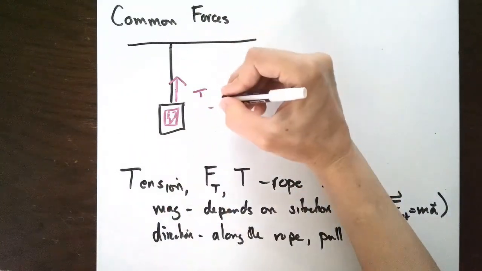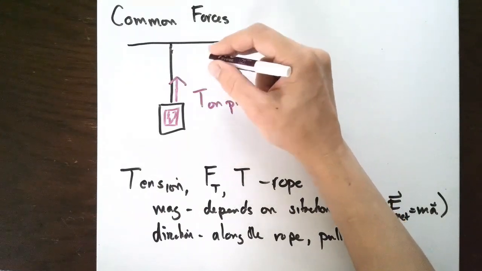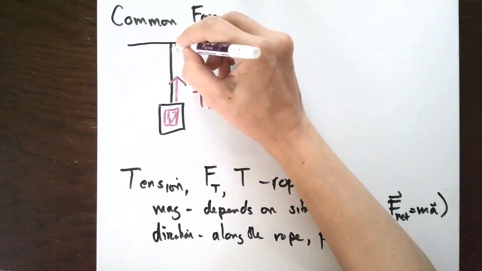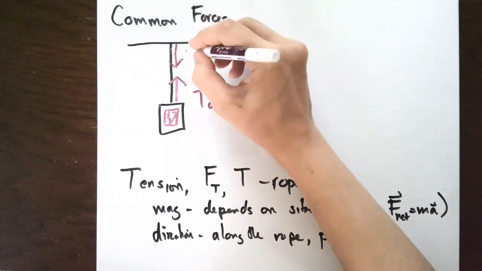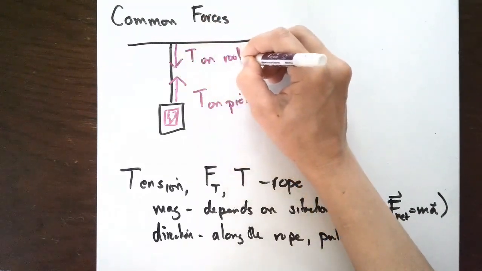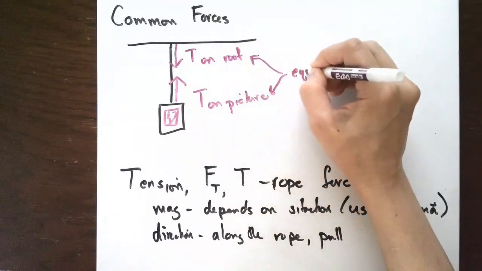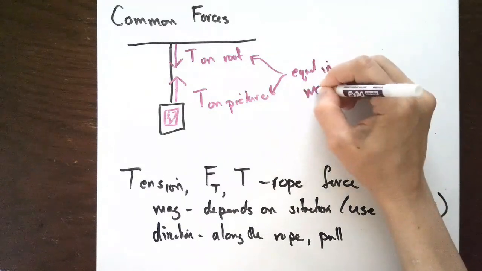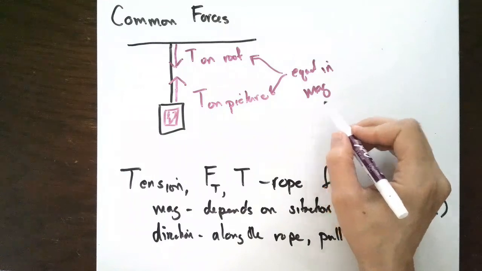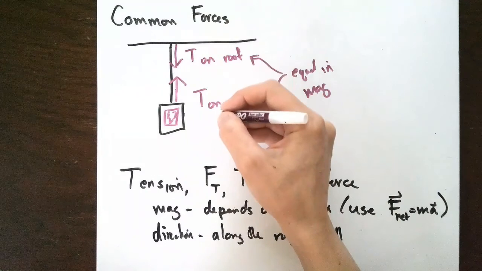And then because it's just a straight rope here, there's nothing in between this picture and where the rope attaches to the ceiling, the rope will also transmit that force up to the ceiling. This will be T on the roof. And these two are going to be equal in magnitude, not because of Newton's third law or second law or anything like that, but because that's how ropes work. They transmit the tension up and down.